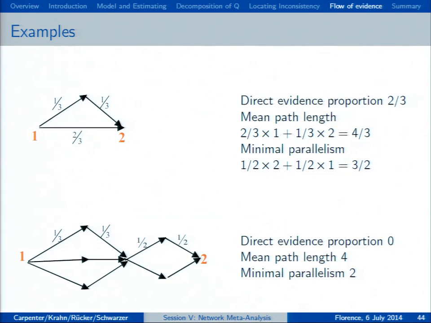In this example at the bottom, we have more edges and create a network. We want to estimate the treatment effect between treatment 1 and treatment 2. We can see there is no direct path. The direct evidence proportion is 0. And the mean path length for all these paths from treatment 1 to treatment 2 is 4. And we can see the minimal parallelism here. The minimal parallelism is 2 in this example.